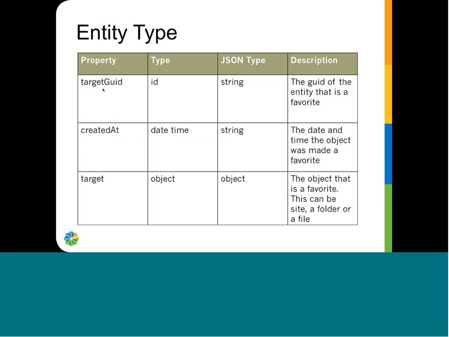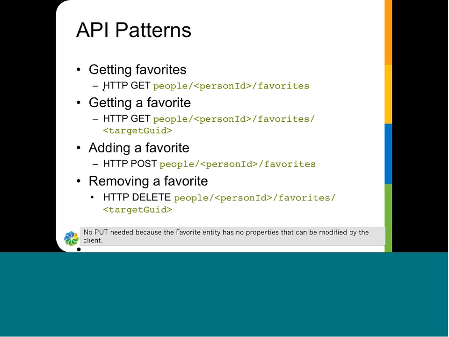So here's the entity type. I won't go into this in too much detail. This is more or less reference information you can look at later, but it has that information in it: target GUID, which is the thing you favorited, when it was created, and what is actually being favorited, the target, in this case, like a site.